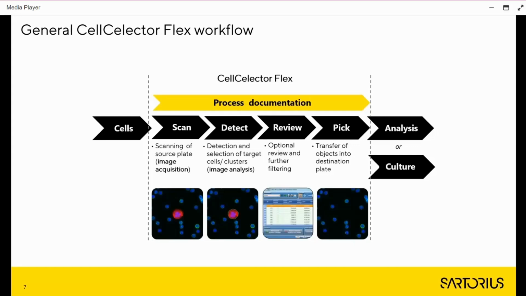After scanning of a plate, the object can be automatically detected according to user-defined parameters. Then, selected objects can be further filtered, sorted, and transferred to a destination plate. During the experiment, overview images, numerical data of all cells, and QC images are automatically saved in the database and can be exported for reporting.